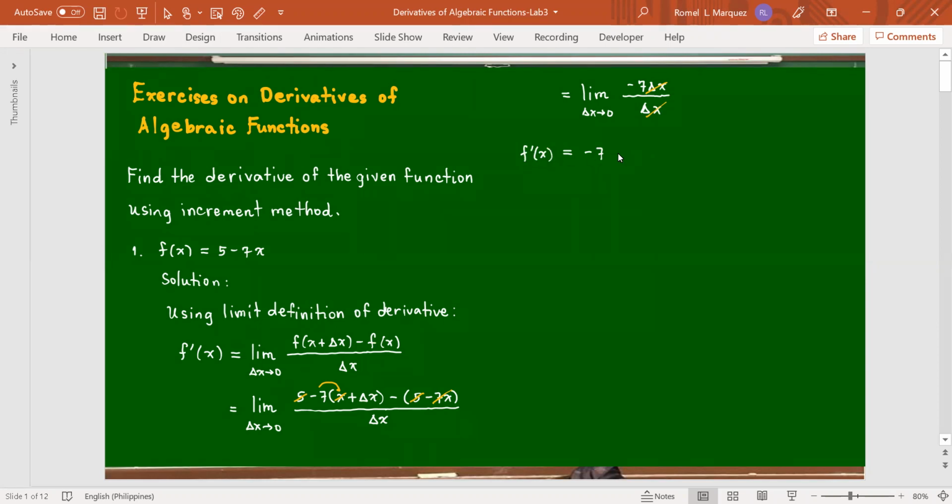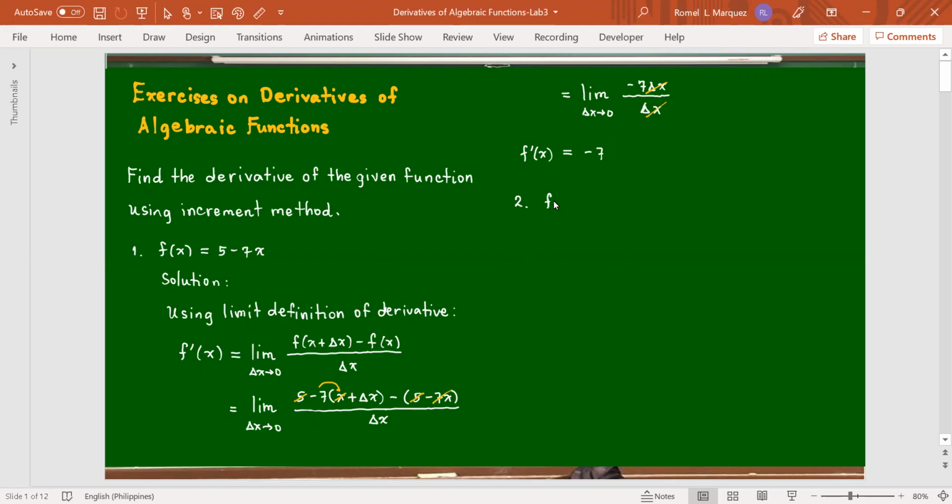So how do we interpret this, guys? This is the slope of any tangent line to any point on the line. Because if you have a line as your function, the tangent line there is the line itself. Am I right, guys? If you have a linear function, whatever the slope of this linear function, which is negative 7, that is the expected derivative. No? Okay? Let us have number 2.